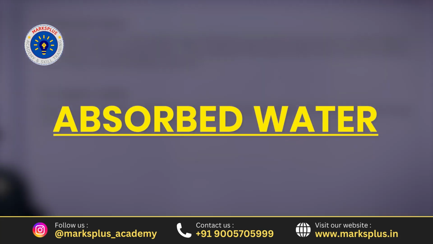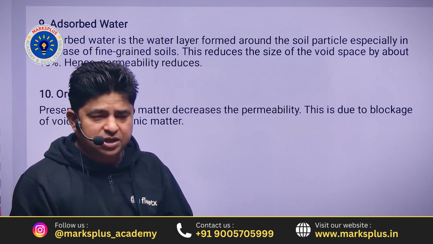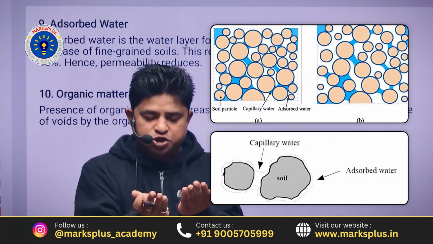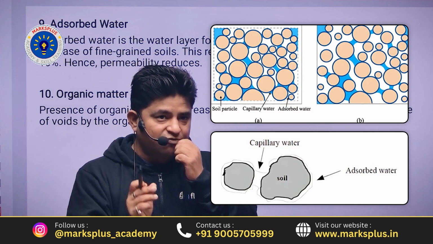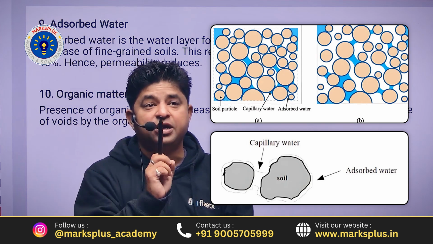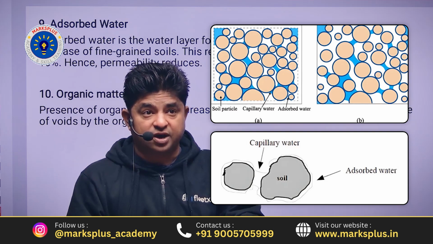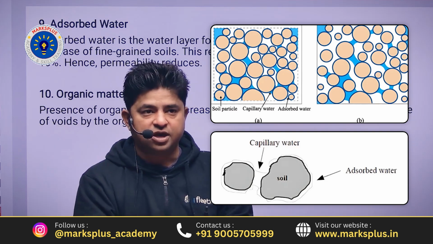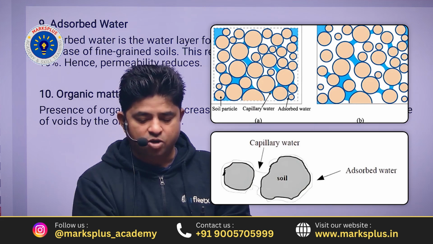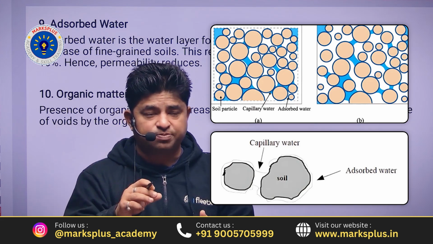Now, absorbed water. What is absorbed water? Look, friends, in a soil mass, when the water fills the voids, it is said to be capillary water. And when water is absorbed on the soil surface area, that is, when the soil is filled with water, there are different kinds of water present in a particular soil mass.